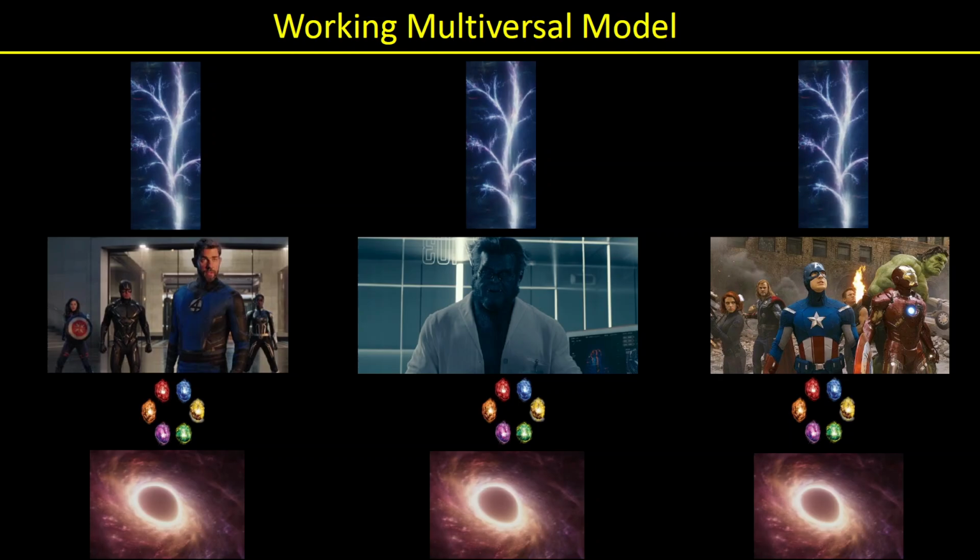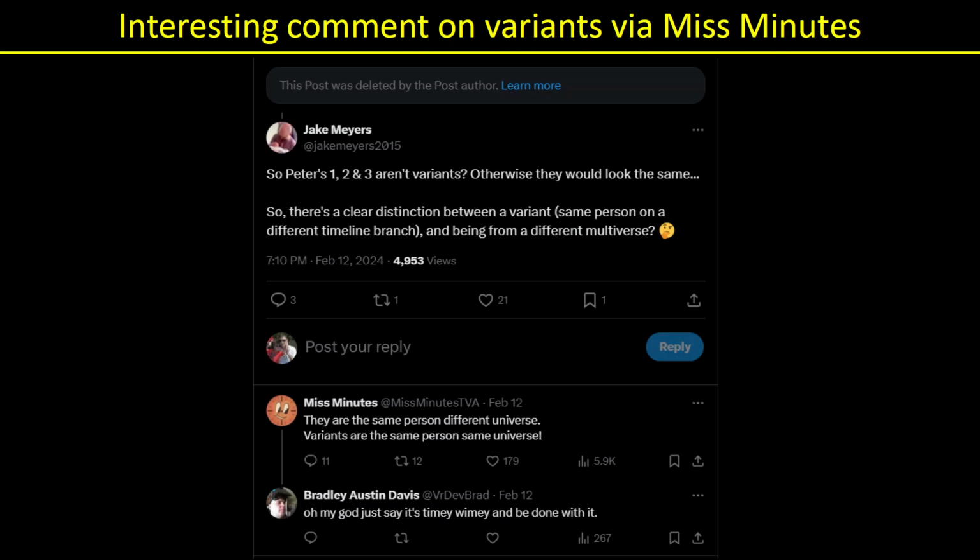They are connected. And I really think this recent tweet from Miss Minutes goes a long way to fit into this model. Now, I'll say up front, I have no idea if the Miss Minutes account is some hack account or whether it's actually Marvel, or at least whether Marvel approves of it or not. But nonetheless, let's look at this because it is kind of cool. So there was a post that's now been deleted. That's suspicious. But nonetheless, Jake Myers asked, are Peter's 1, 2, and 3 variants or not? That's really his question. Are they variants?